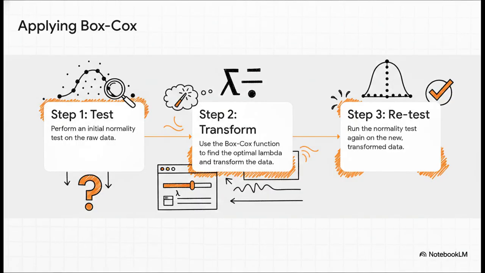In practice, using software like Minitab is a pretty straightforward three-step process. Step 1, test your raw data to confirm that it's not normal. Step 2, run the Box-Cox function, let the software find the optimal lambda, and generate your new transformed dataset. And step 3, and this is critical, don't ever skip this, you have to retest the new data to validate that the process actually worked.